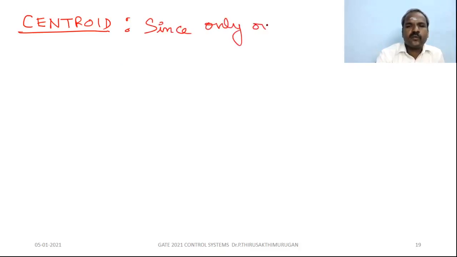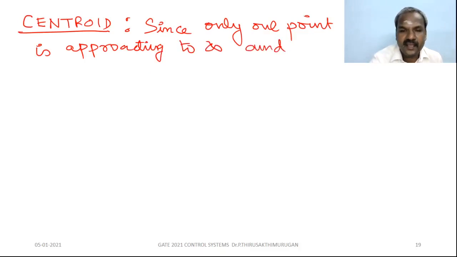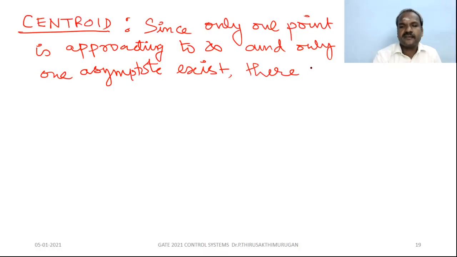Since only one branch is approaching infinity, and here also only one asymptote exists, there is no centroid. Understand or not? Okay, next is the breakpoint.